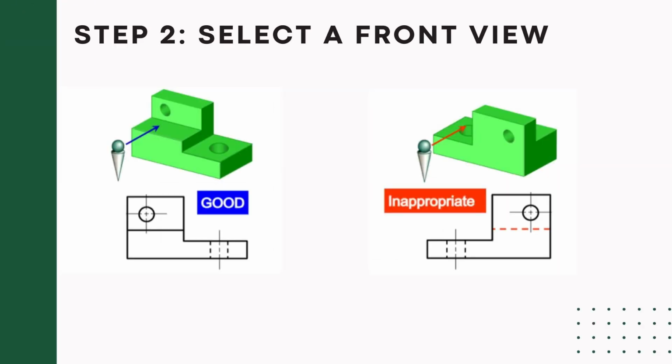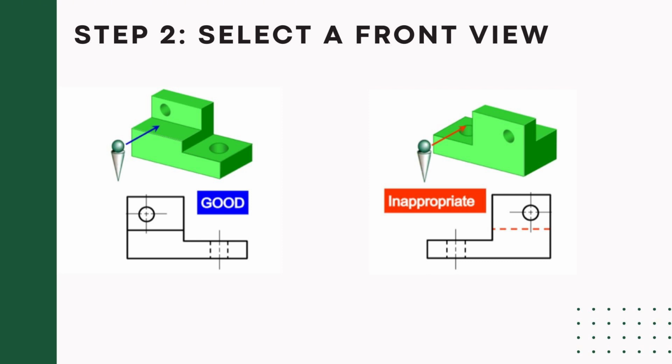Choose the view that has the fewest number of hidden lines. Try to take as the front view the one which has minimum hidden lines. Take a look at the first picture. So here is an object. We are seeing all the holes from this side. When you see from the front side, you will see this hole as a reference, and this hole, when you see from here, will appear as a hidden line.